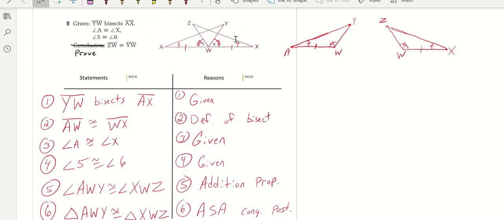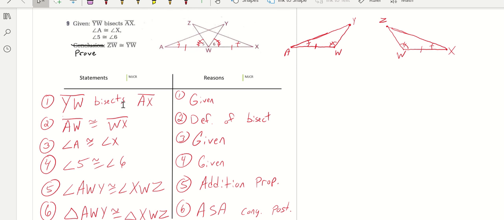So by the addition property, if an angle, meaning right here, ZWY, is added to congruent angles, angle 5 and angle 6, their sums must be congruent. So that is why AWY is congruent to XWZ. That is the addition property. If you're still not seeing that, that is from the last chapter. You need to go back and review that information. The addition property and subtraction property is still going to keep showing up in this lesson, or this chapter. So let's plow ahead then.